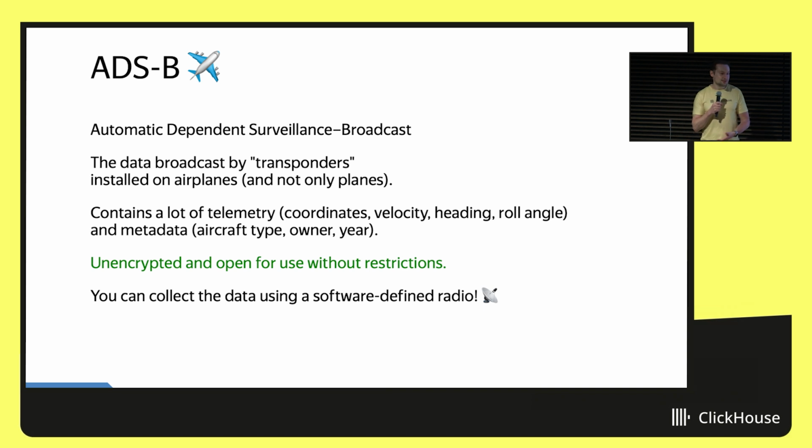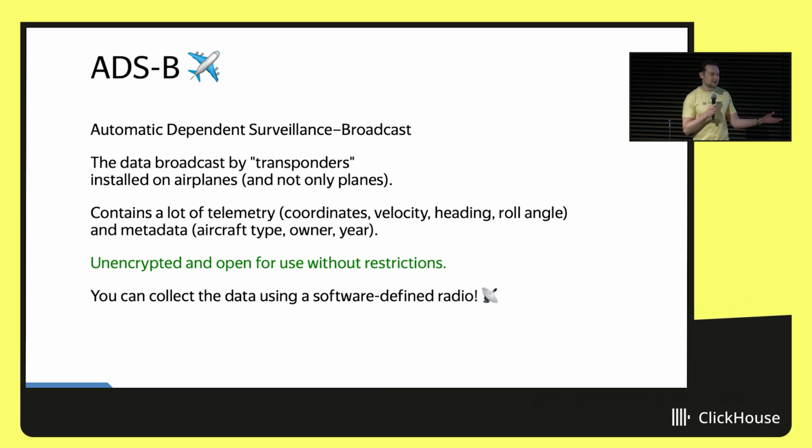And I will use one data set named ADS-B. What is it? It is automatic dependent surveillance broadcast. Is it clearer? No? So this data is from airplanes. And every airplane, and not only airplane, every flying thing like a helicopter, a drone, gliders, whatever, has transponders. And transponders broadcast a radio signal, unencrypted.